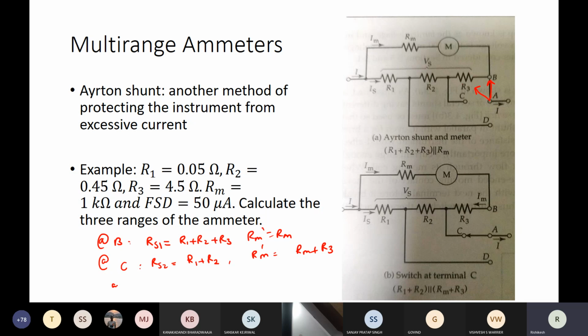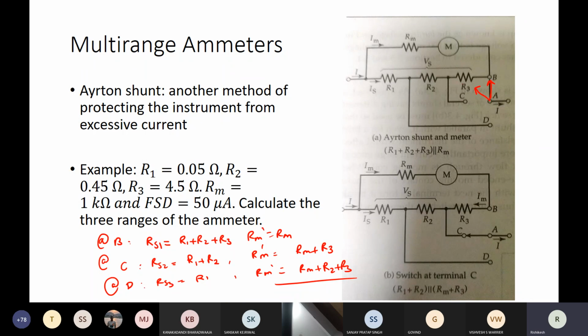And at position D, the third shunt resistance is equal to R1, and the effective meter resistance is Rm plus R2 plus R3. Right? It is quite clear from this.